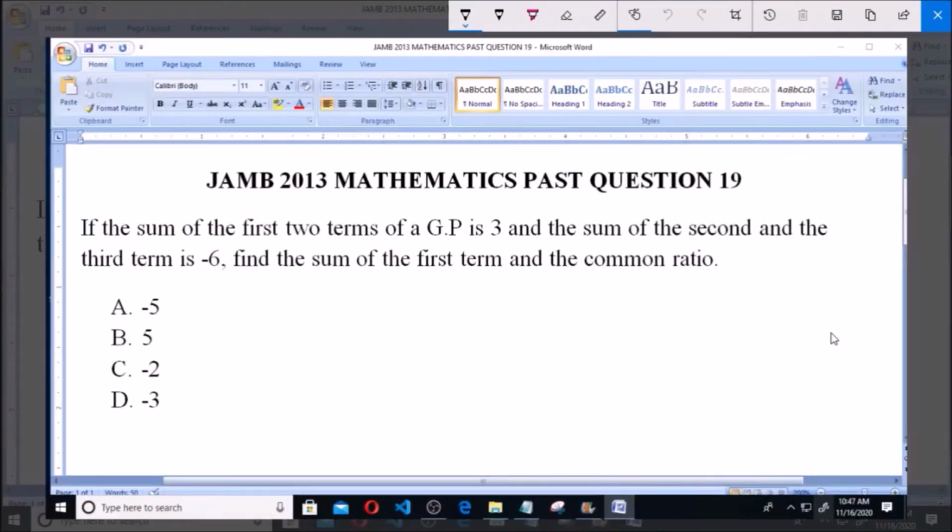I will be answering JAMB 2013 Mathematics past question 19. If the sum of the first two terms of a GP is 3 and the sum of the second and the third term is minus 6, find the sum of the first term and the common ratio.